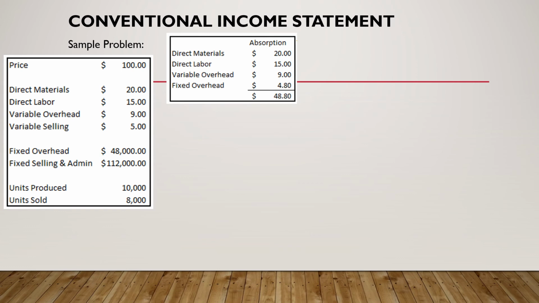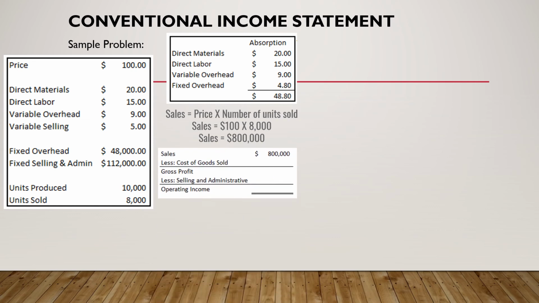Once you have the cost per unit, the rest of the statement is fairly easy to complete. All variable items are calculated based on the number of units sold. This includes sales, cost of goods sold, and the variable piece of selling and administrative expenses. The matching principle states that we must match revenue with expenses. Therefore, we can only expense the cost of the units that are sold. The units that are not sold end up in inventory. So we start with the sales. So sales, units sold is 8,000 times 100 sales price is 800,000.